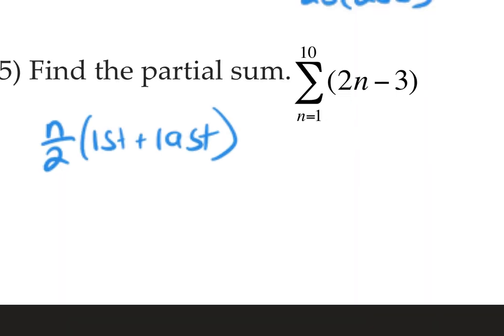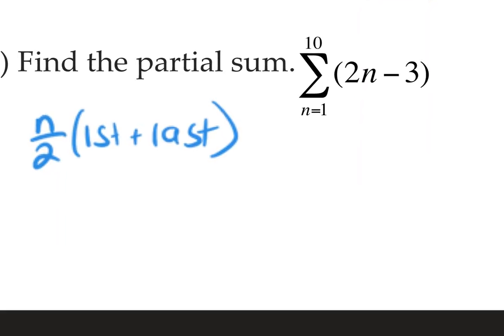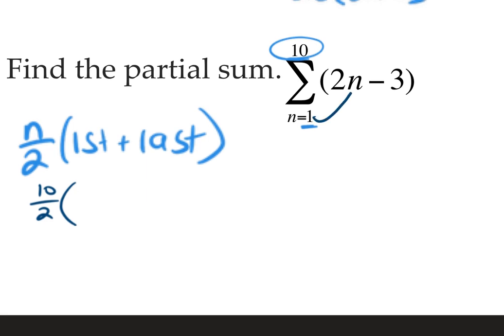So what's the rule? If the bottom is 1, what is my n? The top number, okay? If this was not 1, if this was anything but 1, what do you do? Good. Top minus bottom plus 1. So this time it's 10. And then to find the first, I plug in the bottom number. So 2 times 1 minus 3 is 2 minus 3, which is -1.